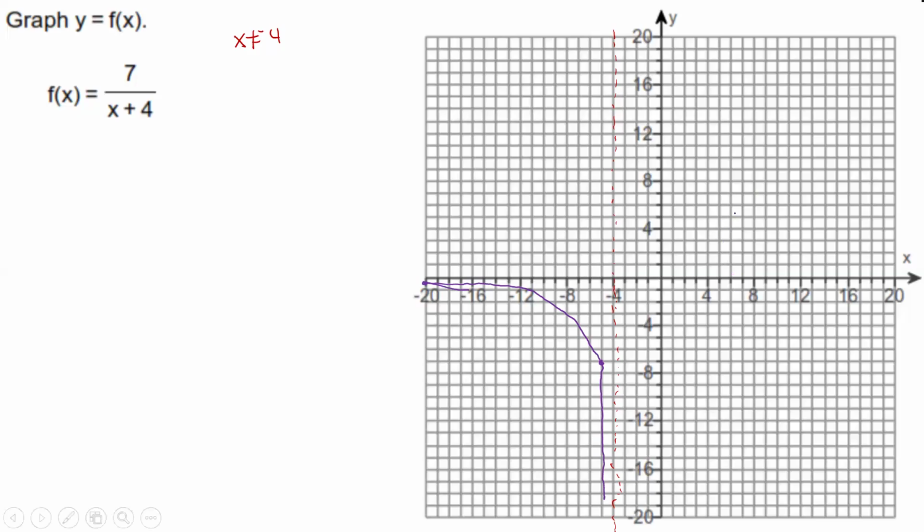Let's do negative 3. Well, if we do a negative 3, that's going to be a 1, and then we get a 7. So at negative 3, it's going to be a 7. So negative 3 is there, 7. That's going to be there. And it's going to do the same thing.